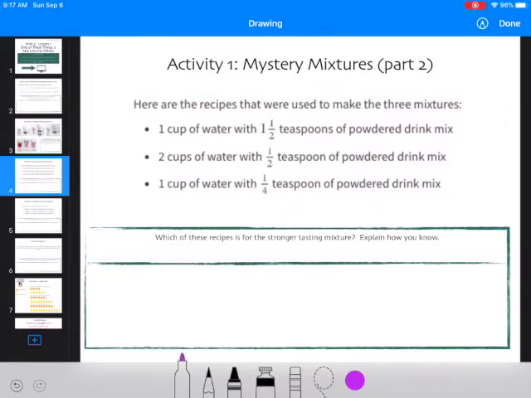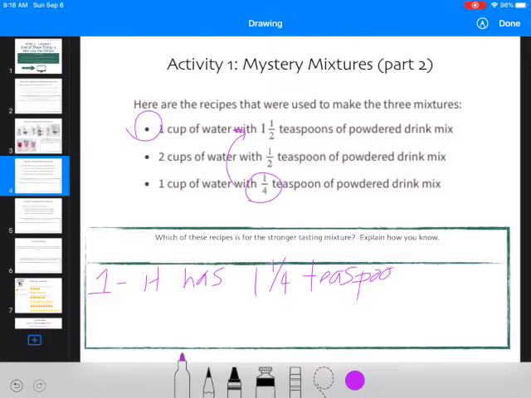So now it says, here are the recipes that were used to make the 3 mixtures. Which of these recipes has the strongest tasting mixture? How do you know? Well, we said the first one. So recipe 1, let's think about that. How much more Kool-Aid mixture? It has 1 1/4 teaspoons more mixture per cup of water.